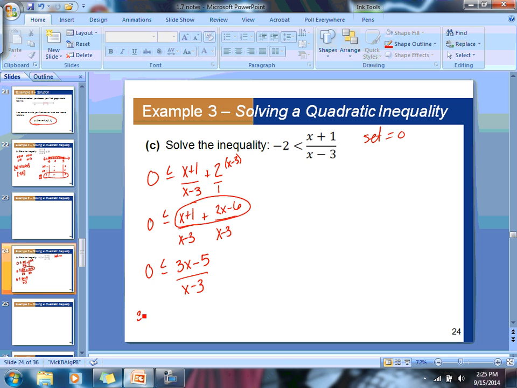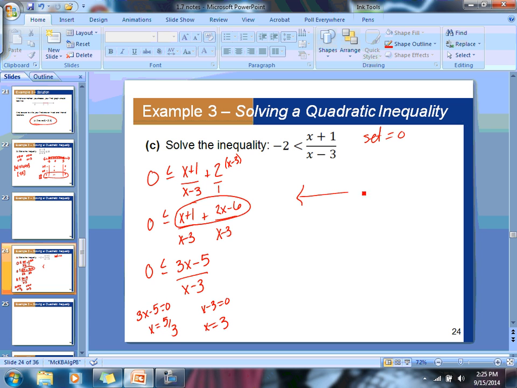And if I set each of those equal to 0 and solve, I'll get my 2 values that are going to go on my number line. So I'll have, let's see, 5/3. Then x minus 3 equals 0, so x will be 3. So I'm going to put 3 and 5/3 on my number line.